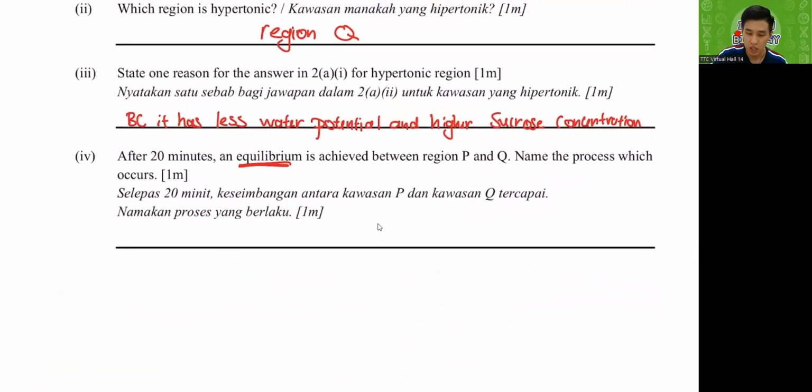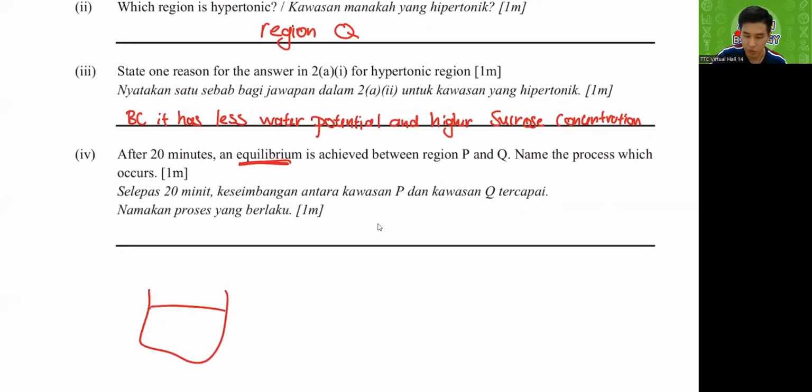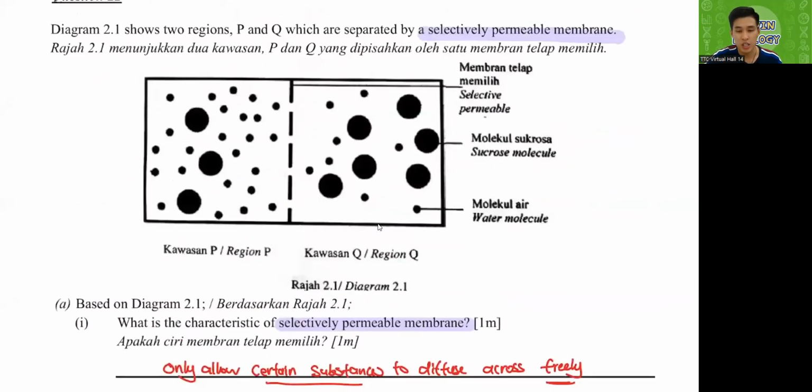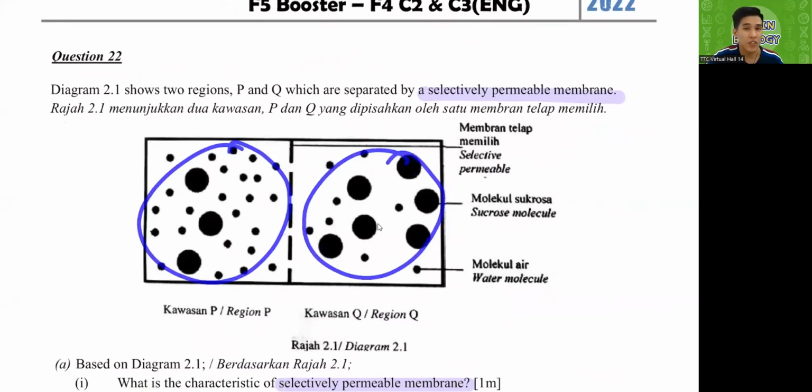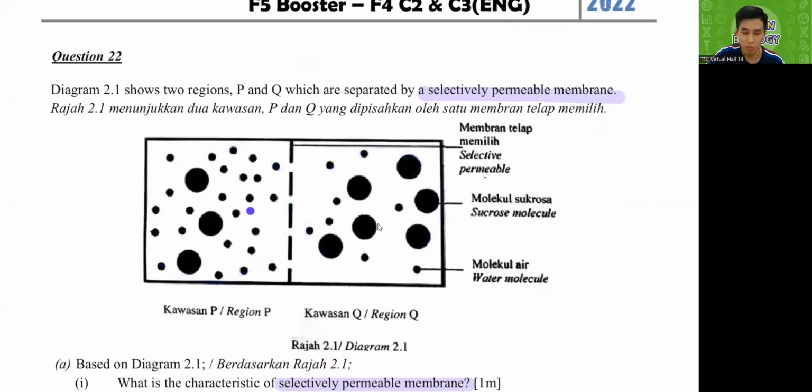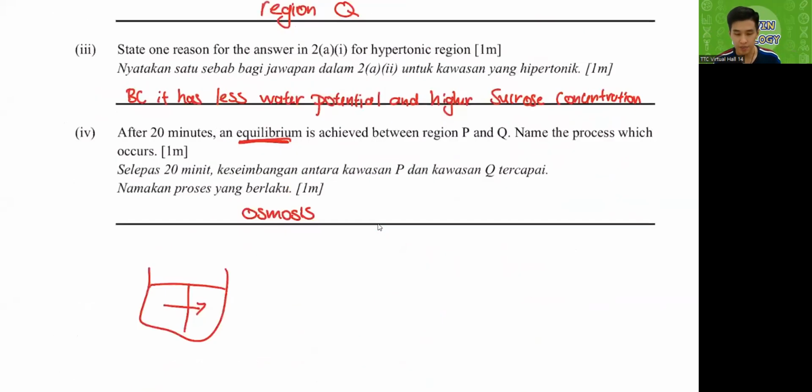It undergoes osmosis. Because at first there was more water over here and less water over here. After a certain period of time, the water moves like this. So when water moves like this, both sides are the same already. So water causes both sides to be the same. So it's osmosis.